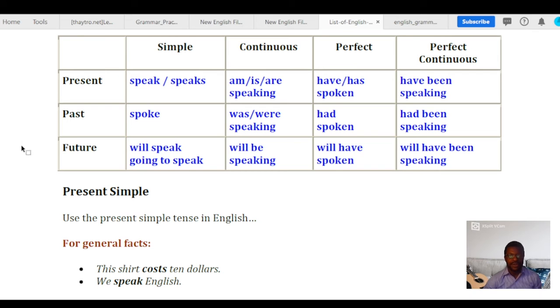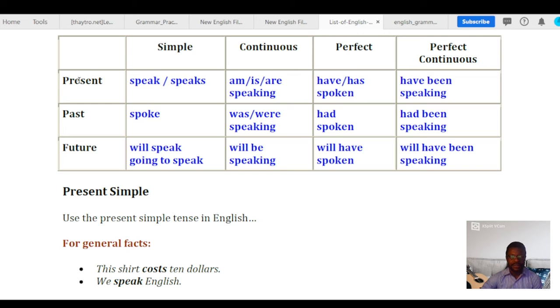Okay, so here we've got the present, we've got the past, we've got the future. So what is present? What is past? What is future? They are telling us about the verb. For example, here we're using speak as an example. Are we using this speak in the simple present form, in the past simple form, or in the future simple form? Or is it in the present continuous, present perfect, or present perfect continuous? You see?